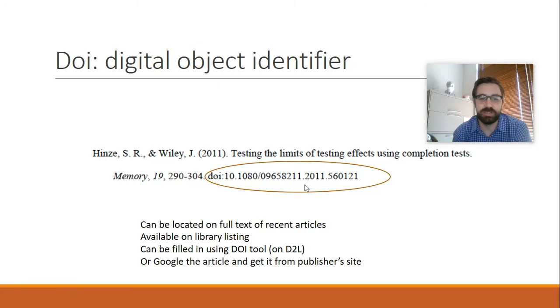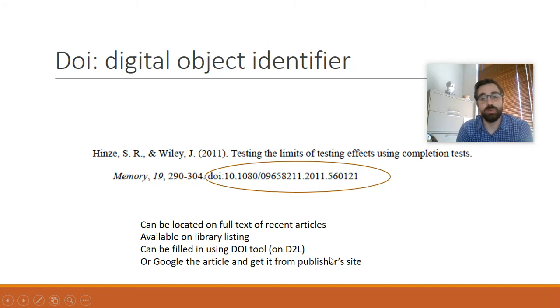Where do you get this information? Where do I get the DOI? On recently published articles, it'll actually be on the PDF. It'll have the DOI usually at the top, sometimes at the bottom of the first page. You can just grab it from there. If you found it in the library listing, it should include the DOI.